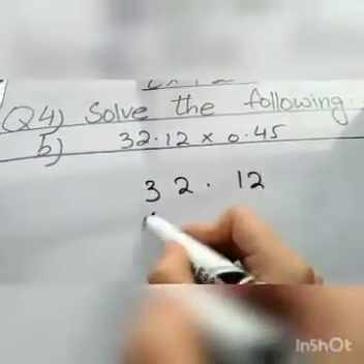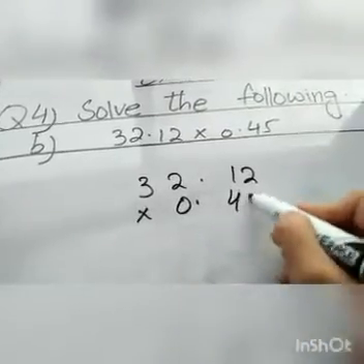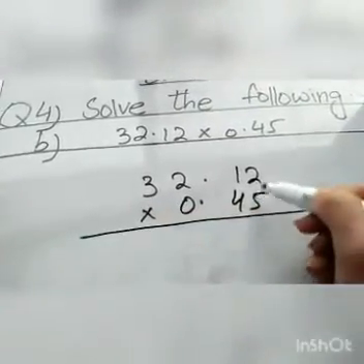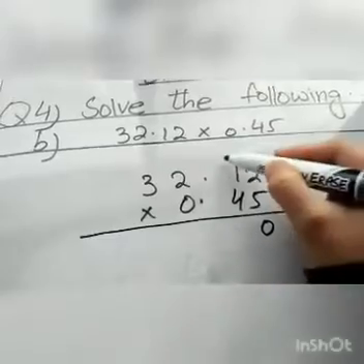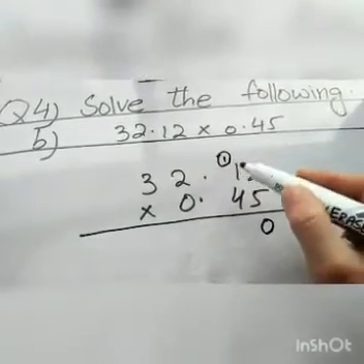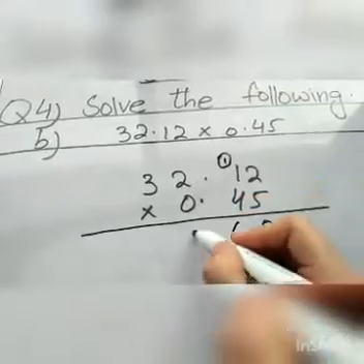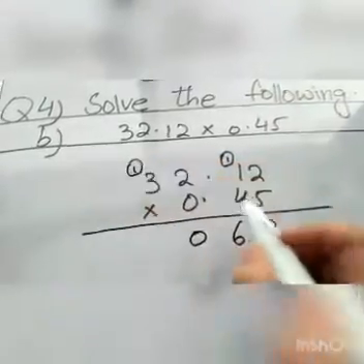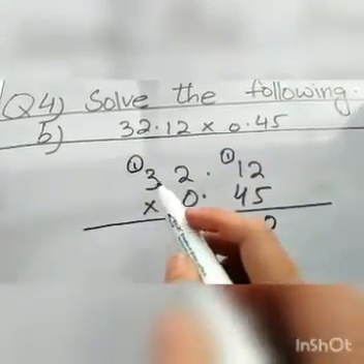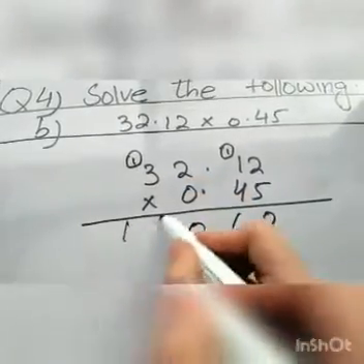32.12 multiply 0.45. 5 2 times is equal to 10, 1 carry over to the next. 5 1 time is equal to 5 plus 1 is equal to 6. 5 2 times is equal to 10, 1 carry over to the next. 5 3 times is equal to 15 plus 1 is equal to 16.